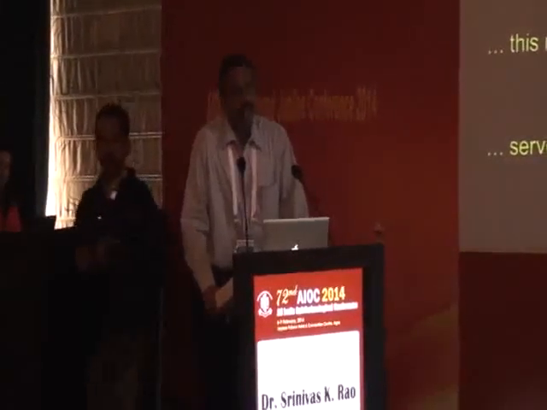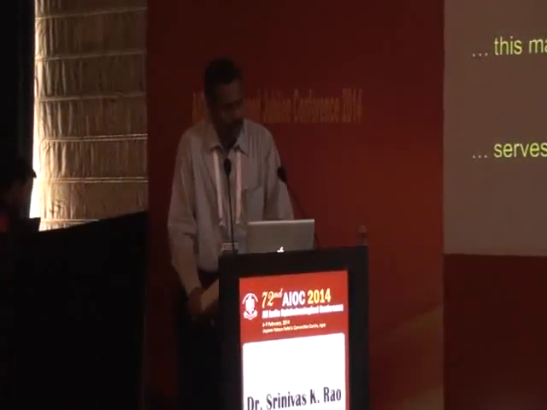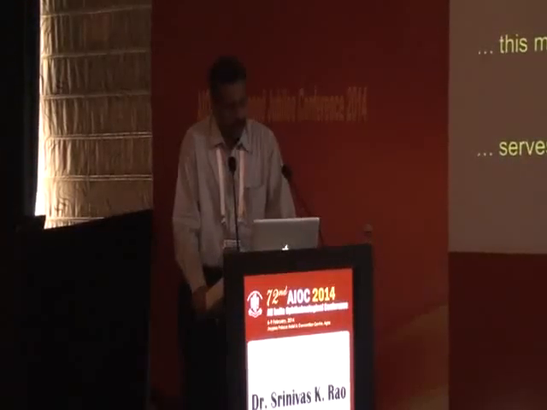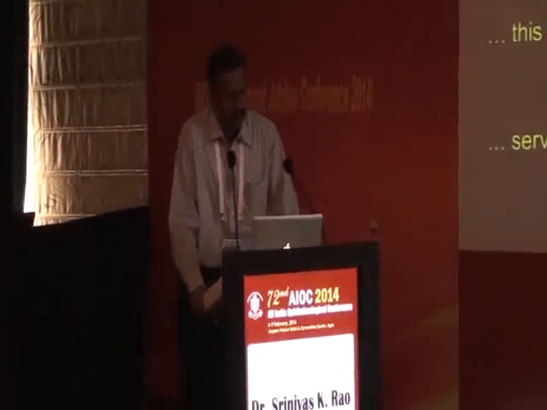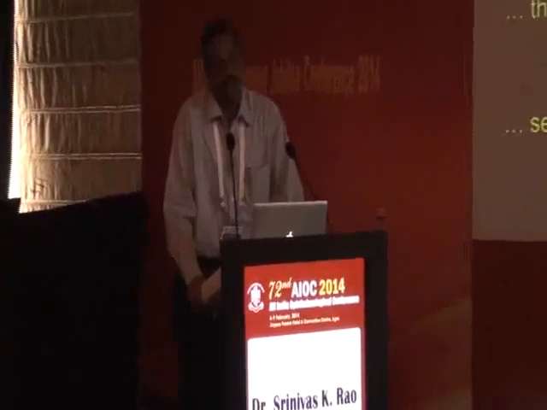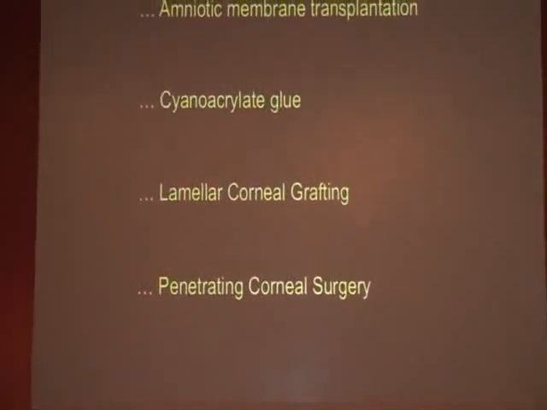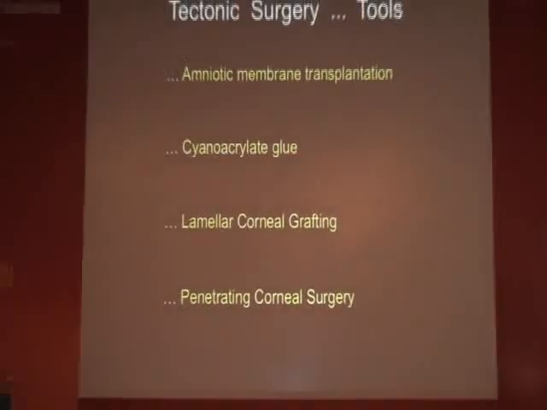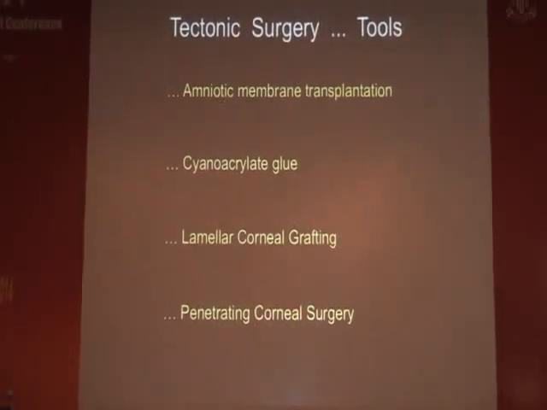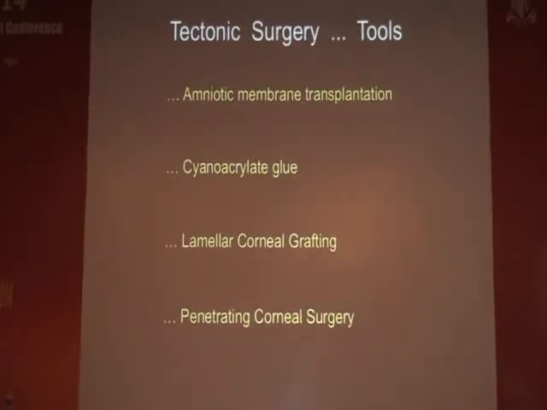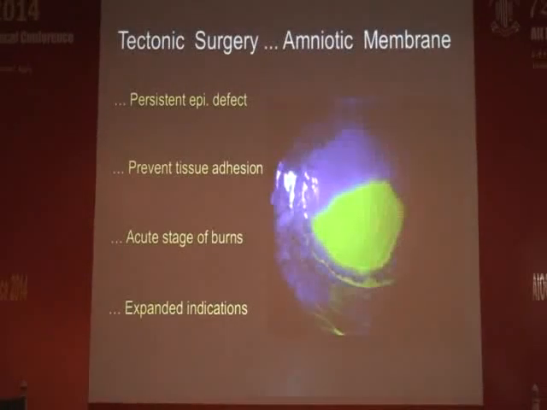Construction, and in the eye it refers to the maintenance of ocular integrity. We can do this either by tissue addition or by replacement, and this serves to protect the structural and functional integrity of the cornea. There are various adjuncts and tools that we can use when doing tectonic surgery on the cornea, and this includes amniotic membrane use, cyanoacrylate glue, and obviously lamellar and penetrating corneal grafts.